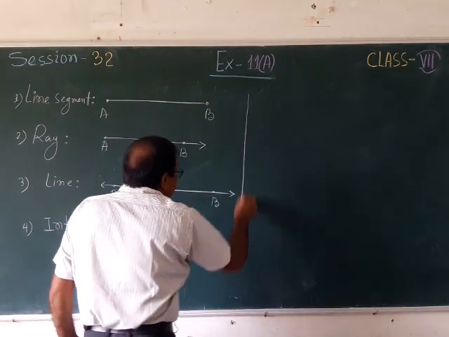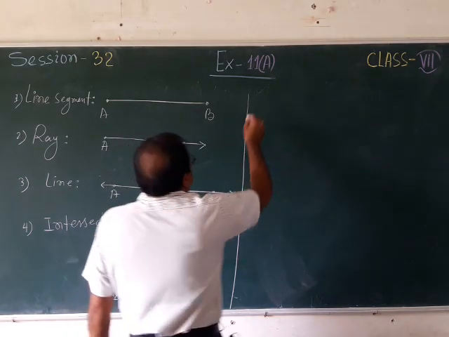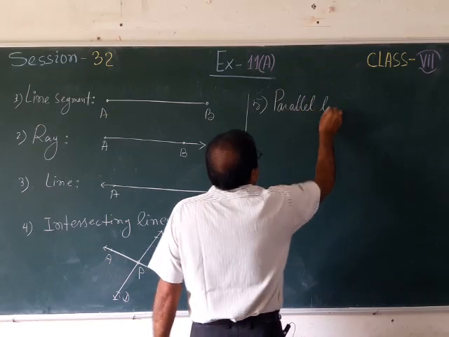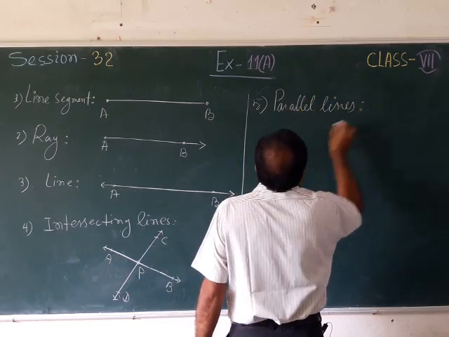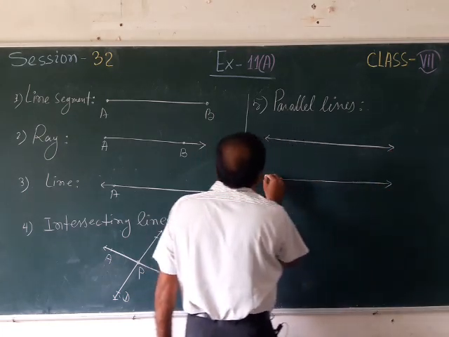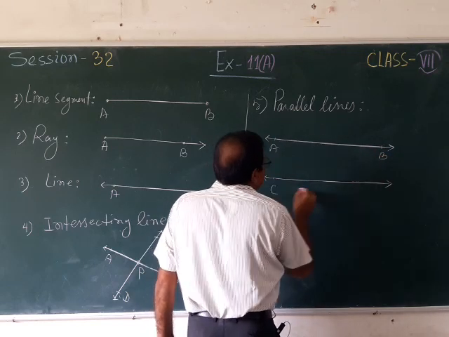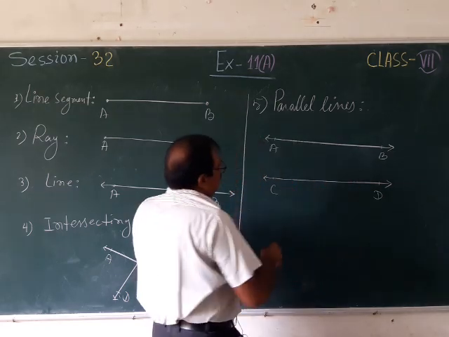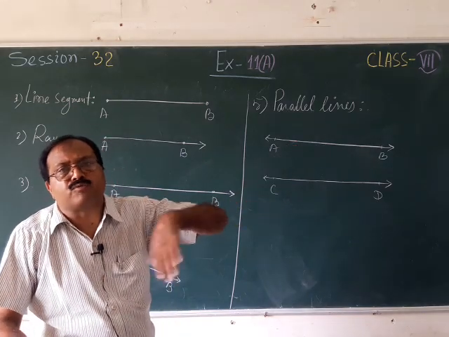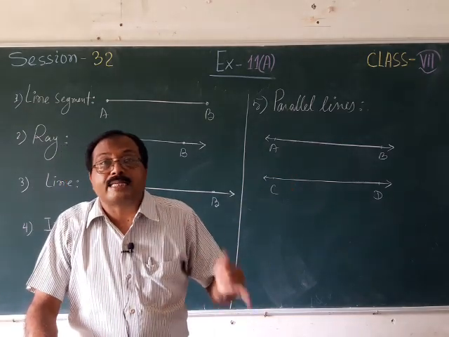Then I am talking about parallel lines. After intersecting lines, parallel lines. The 5th point is parallel lines. What are the parallel lines? If you draw 2 lines, suppose like this, name these points A and B, and here you can name C and D. Here AB and CD, both lines do not meet at any point when extended up to infinity, then such type of lines are known as parallel lines.